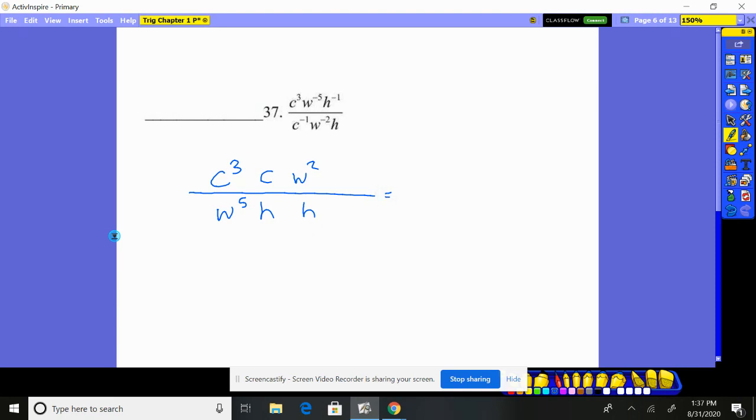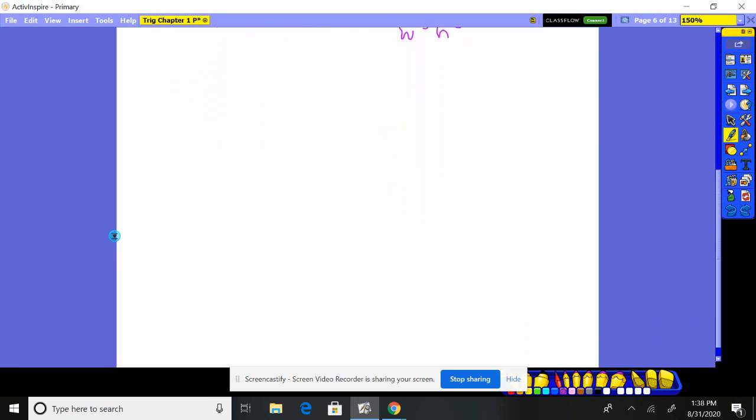Now we maybe could go ahead and get our answer here, but let's just say we write it out. w, down below, w, h. Does anybody cross out? Well, those 2 w's and those 2 w's would become 1 over 1, but that's it. So I see the top's going to be c to the 4th. The bottom will be w to the 3rd, h squared. That's what I see for 37.